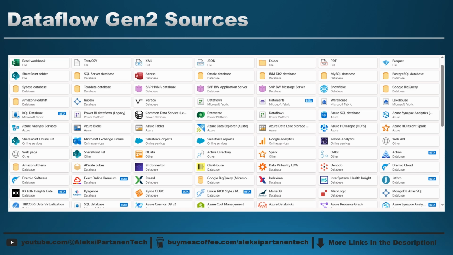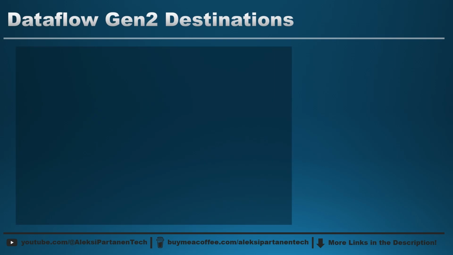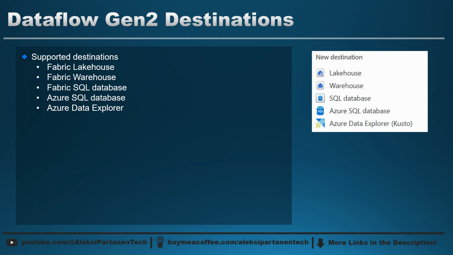Next, let's talk about destinations for Dataflow. For the destination side, we currently have only 5 supported connections that are Fabric Lakehouse, Fabric Warehouse, Fabric SQL Database, Azure SQL Database, and Azure Data Explorer. In the future, this destination list can change, but these are the currently supported destinations when filming this video.